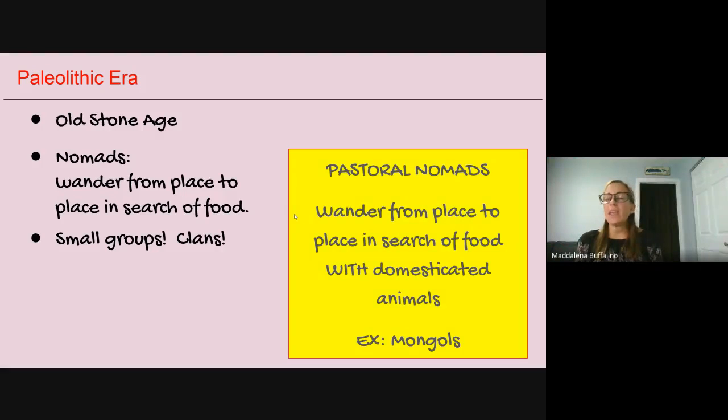So this big yellow vocab word that I have up on the smart board says pastoral nomads. Pastoral nomads was one of your vocab words from the weekly, and I could clearly tell who read the weekly and who just Googled it. A, because you all have the same definition. B, because it did not make sense in the context of the chapter. So pastoral nomads wander from place to place in search of food, but they do it with domesticated animals.